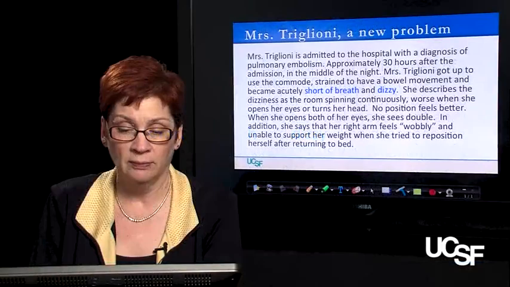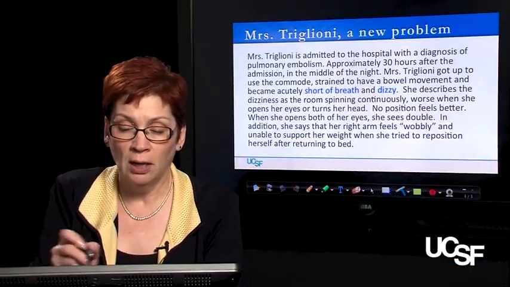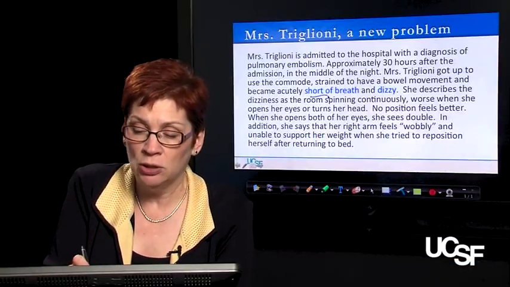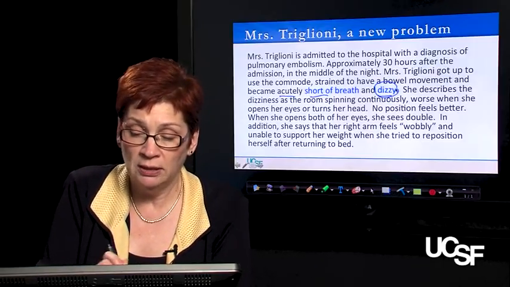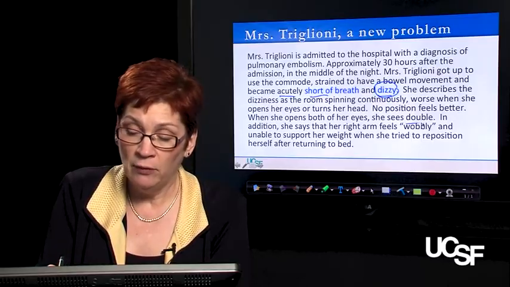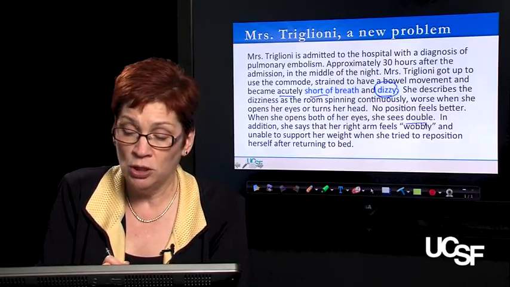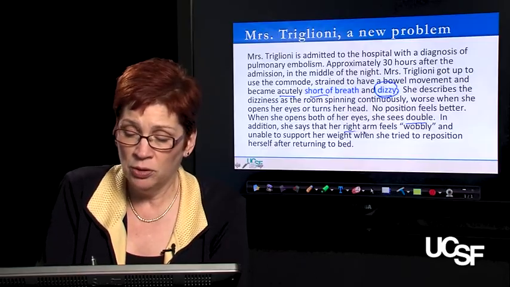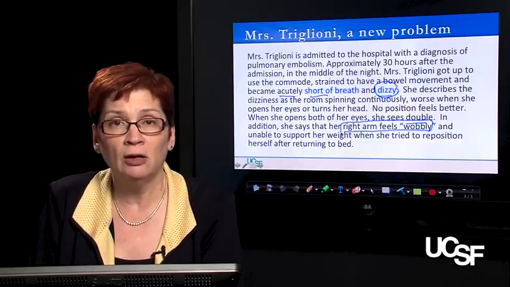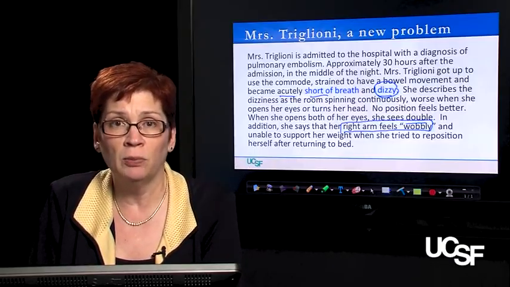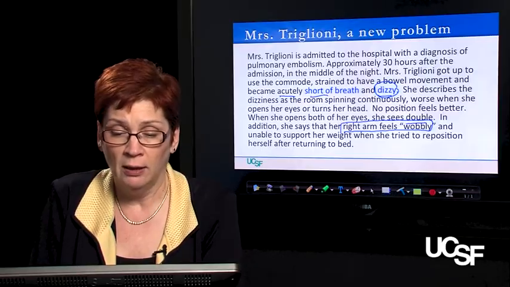So hopefully you're noting the really key new issues in Mrs. Triglione: worsening shortness of breath, new complaint of dizziness, some double vision when she opens both her eyes, and a problem with her right arm that's difficult to articulate. So let's look at her physical exam and add those to the problem list that hopefully you're keeping as we're moving through this problem.